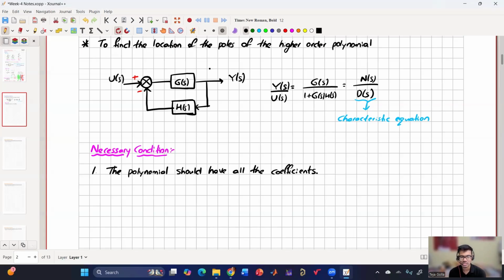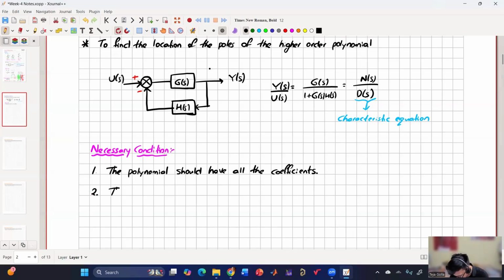But for example, I have considered s cube plus 5s plus 3 equals to 0. So the s square coefficient is missing. Then I can say that one of the coefficients is missing, so it fails to meet the necessary condition. So some poles are on the RHP side. This is one necessary condition.